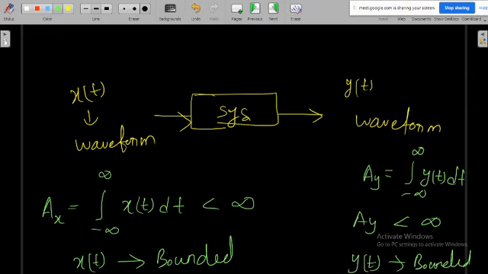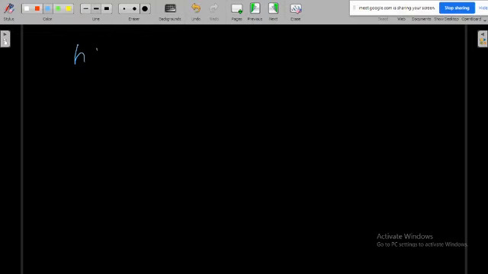Then what about the system? Just now we have denoted it h of t. At this moment we do not know what is the nature of this h of t, because we have seen what is x of t, what is y of t. We'll see later what is the structure of h of t, but h of t is also like a waveform.